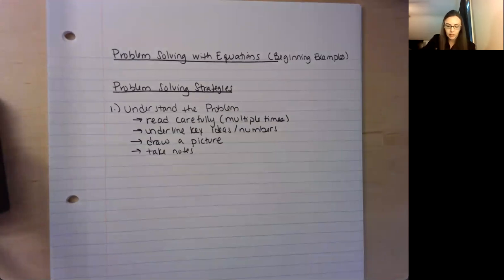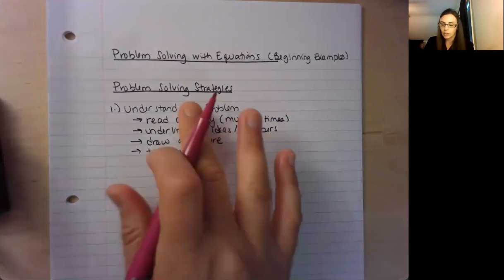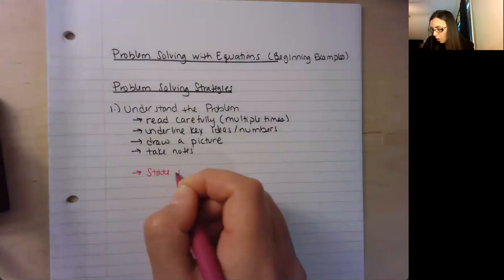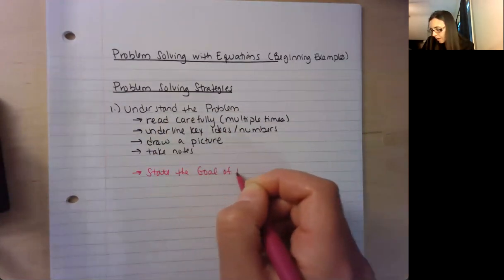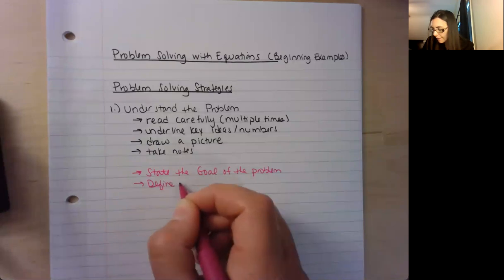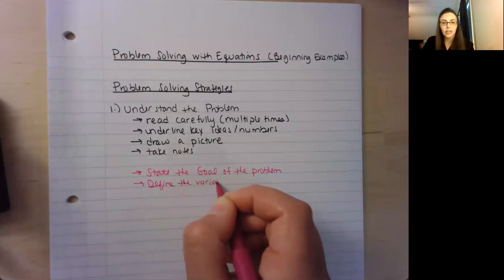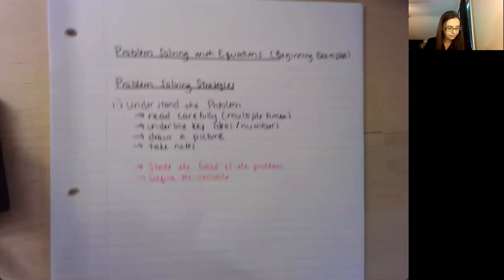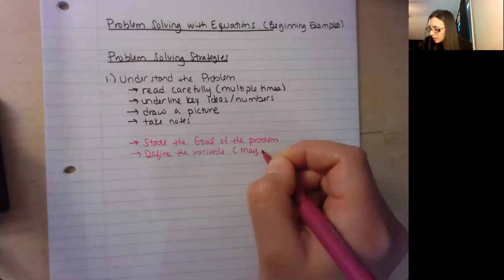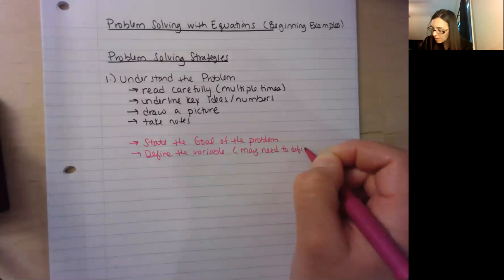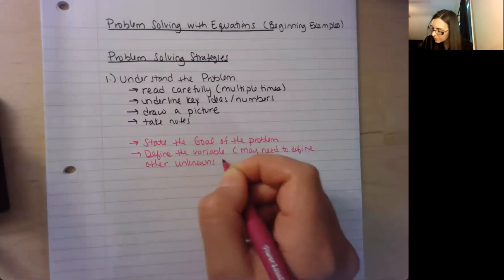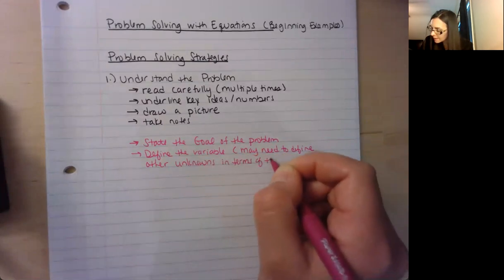The other thing you're going to do here, I'm going to do this in a different color because this is sort of all background information, is I like to also state the goal of the problem and define the variable. So what does the variable represent here? What does the variable mean in this case? You also may need to define other unknowns in terms of this variable.